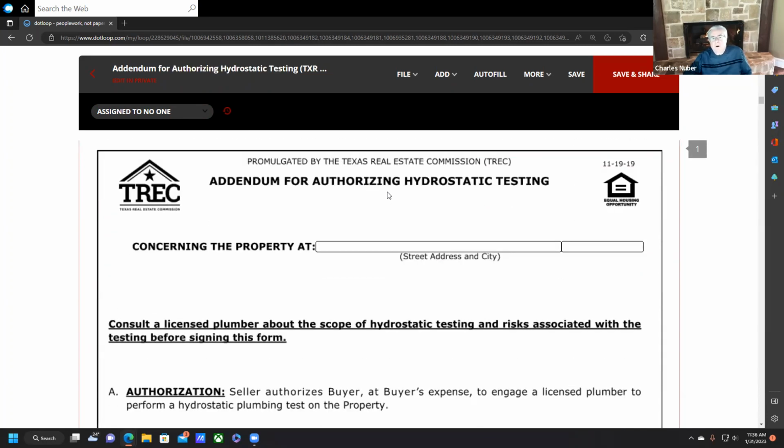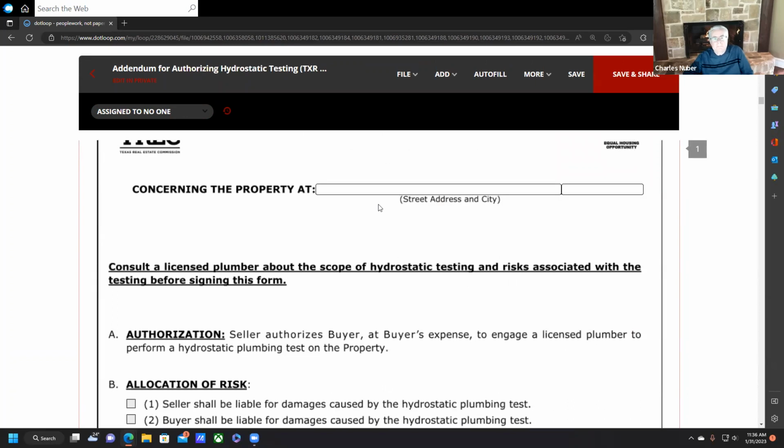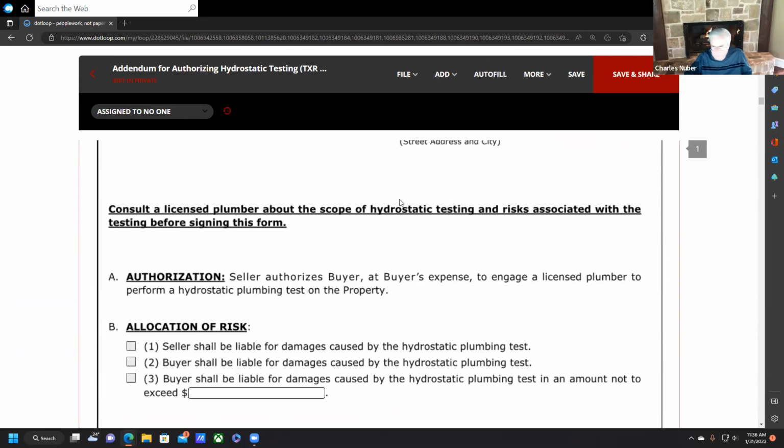Okay. Addendum for authorizing hydrostatic testing for this property. What is hydrostatic testing? On the pressure side, where you have a water feed going into the house, you have a water meter, and in most cases you have a little pinwheel, or sometimes it's electronic, and you should be able to observe with everything turned off in the house, no water demand in the house, all the faucets turned off. If there's a faucet dripping, that pinwheel is going to move, or that gauge is going to move.